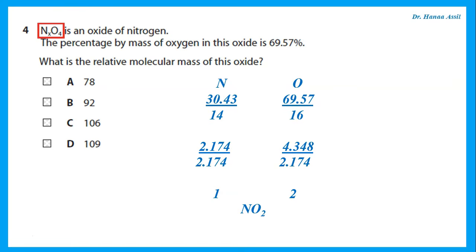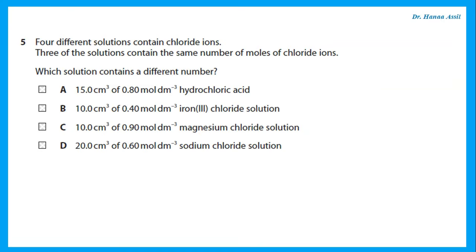But then we are told that it is NX04. So the oxygen should be 4. So if it's a 1 to 2 ratio, that means the nitrogen is 2. So that means that my oxide is N2O4, and based on that, the MR of the oxide is 92.